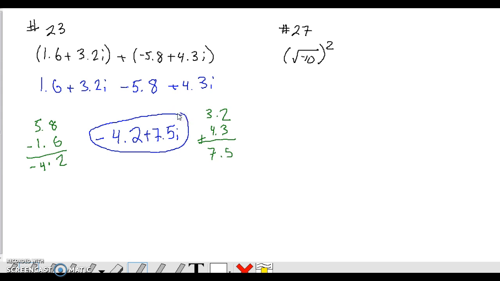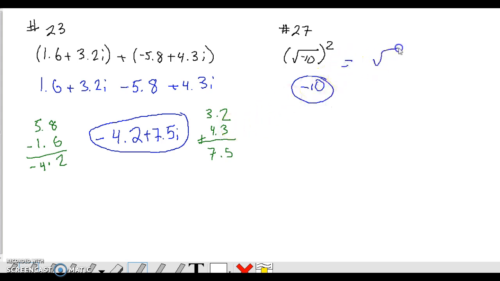So those are your performing operations, adding and subtracting. Back to 27. So 27, we just want to write it again in standard form, so a plus bi, and we want to simplify. What I can see is that we have a squared value. Really what's going to happen is the square and the square root cancel each other out, so this one's pretty straightforward, and it's just going to be negative 10.